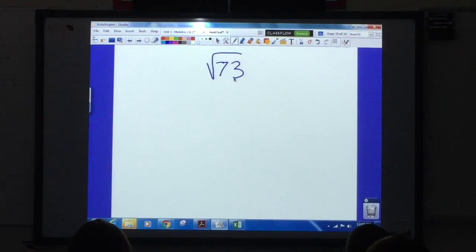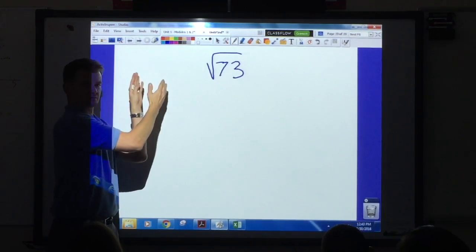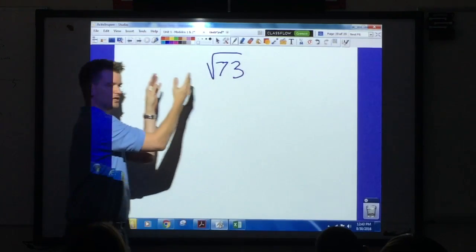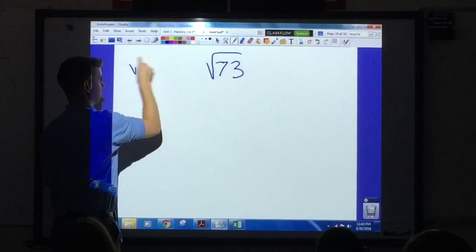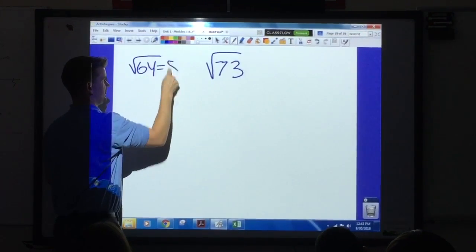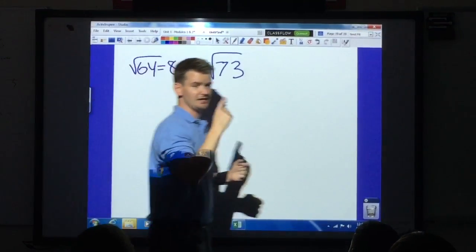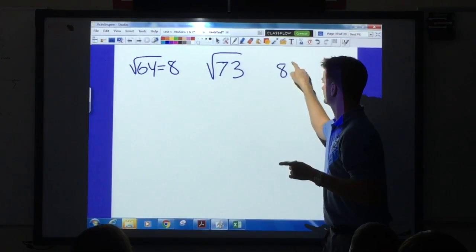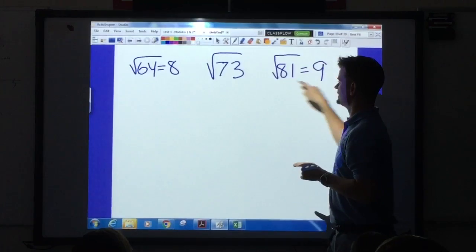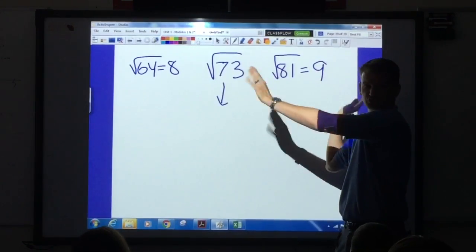So, to do that, we have to find the perfect square beneath it, and the perfect square above it. Anybody want to tell me what the perfect square beneath it is? 8 squared, which is 64. So we know that this number is going to be between 8 and what's above it? 9, which is 81. So we know that this number is going to fall somewhere in between these two.